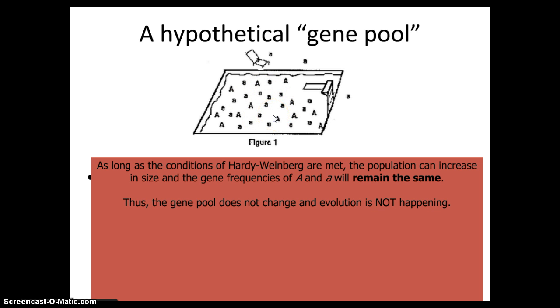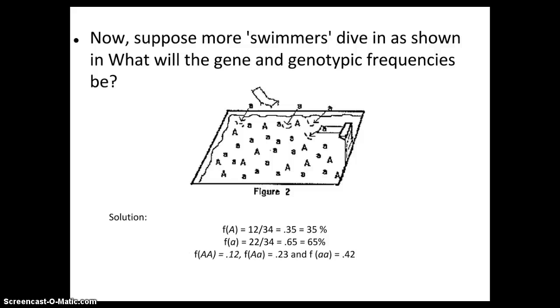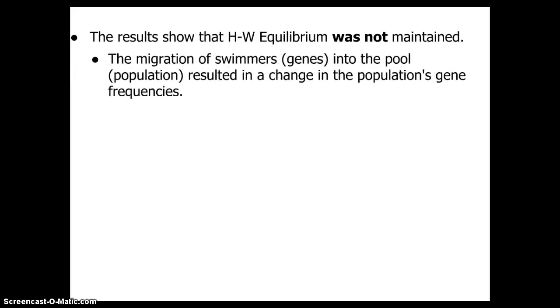But if the allele frequency changes, so now suppose that those guys on the sides jump into the pool and add a different allele frequency. So now instead of having 12 out of 30, we've got 12 out of 34 being big A's and 22 out of 34 being little a's. So the frequency of the recessive and dominant change, and you can see how that changes over time. That showed you that Hardy-Weinberg equilibrium wasn't maintained. There was a migration of swimmers, or genes, into the pool, and that changed the whole allele frequencies.